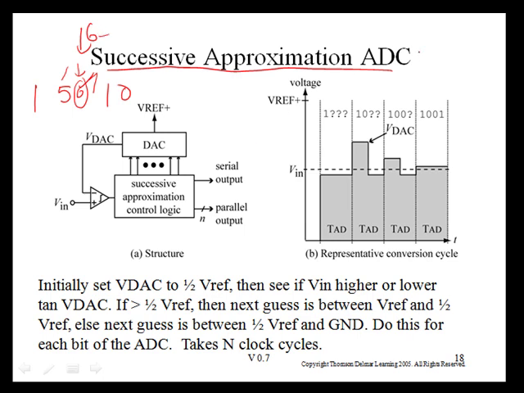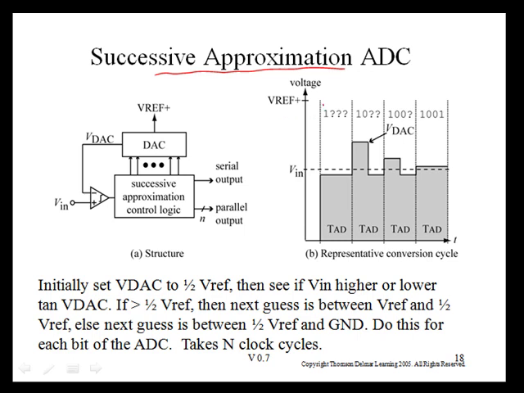This is exactly what a successive approximation ADC does in order to arrive at the digital code. A successive approximation ADC guesses at the code, but it does it in a more intelligent manner than what the Counterramp ADC does.